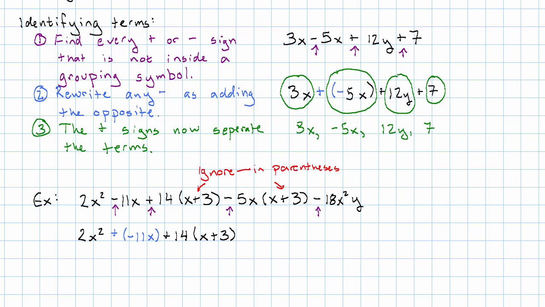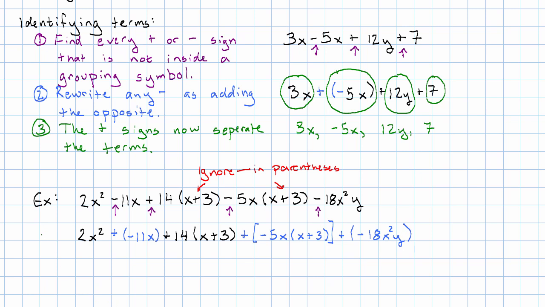This is a minus, so I'm going to rewrite that as plus negative 5x times x plus 3 in parentheses. I'm using brackets here just so you can tell the difference from the parentheses. And then another minus sign, so plus negative 18x squared y. Excuse me, that was x squared y.